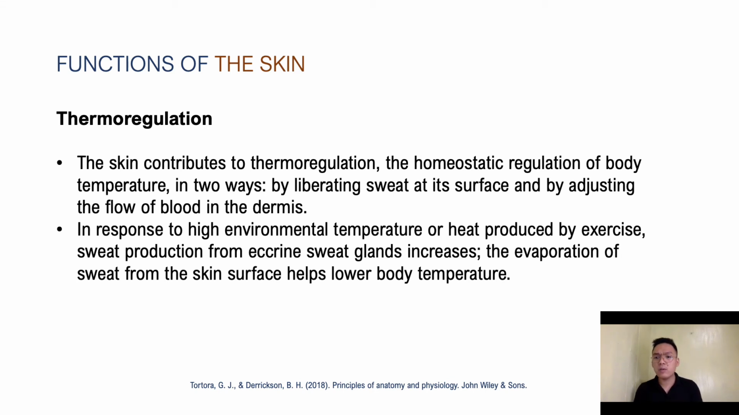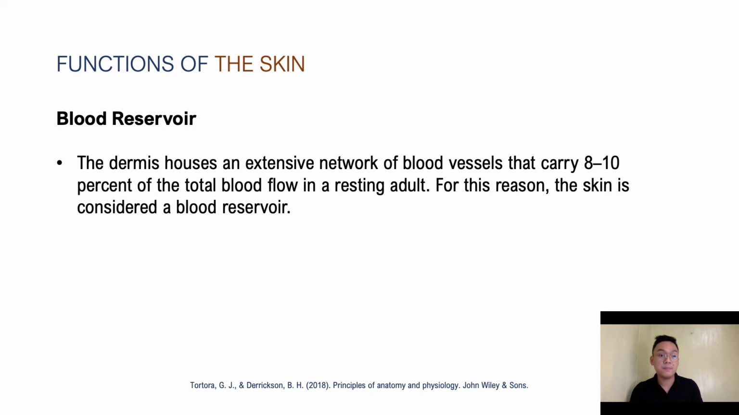In response to a very low environmental temperature, the production of sweat from your eccrine glands is decreased. Again, when it's hot, it's increased. When it's cold, it is decreased. This is also to conserve the heat. Also, the blood vessels in the dermis of the skin constrict. They become narrow and decrease blood flow through the skin, and thus reduce the heat loss in your body. In addition, skeletal muscle contractions generate body heat, especially when you are in a strenuous activity.